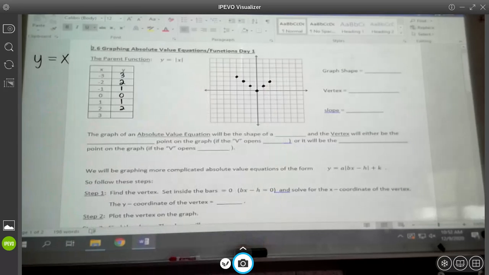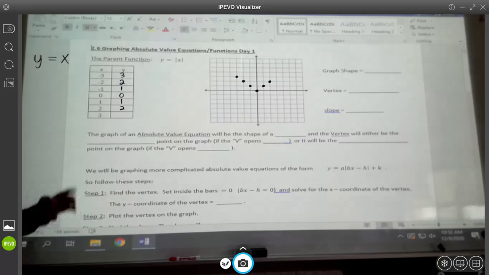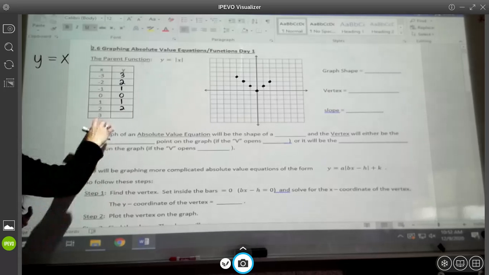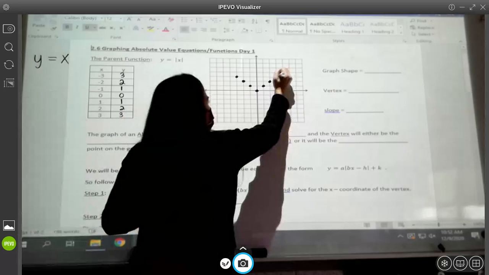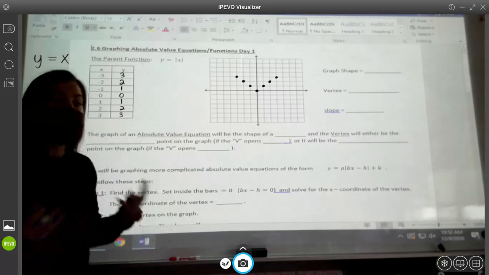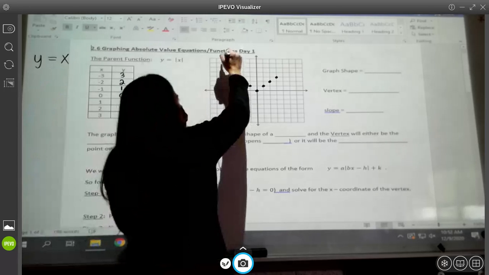And then last, because we could do this all day long, guys, we could just keep on plugging numbers in, but we're going to have a pretty good picture to work off of. Plug in 3. The absolute value of 3 is 3. So now the point (3, 3) is on its graph. And you can now see the basic shape of an absolute value graph is going to be a V.